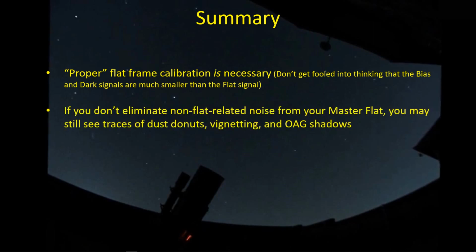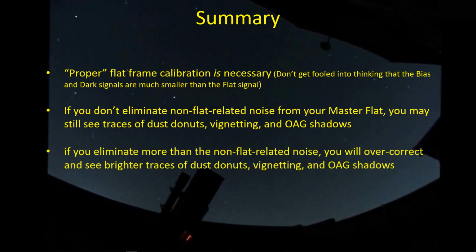If you don't eliminate the non-flat related noise from your master flat, you may still see some traces of dust donuts, vignetting, and off-axis guider shadows. Maybe the shadow isn't as intense, but it's still there. You can probably still see a darkened zone representing that dust donut or the vignetting or the off-axis guider. On the other hand, if you eliminate more than the non-flat related noise, now you're going to overcorrect, and you'll see brighter traces. Instead of a darker off-axis guider shadow, you'll actually see a bright zone.